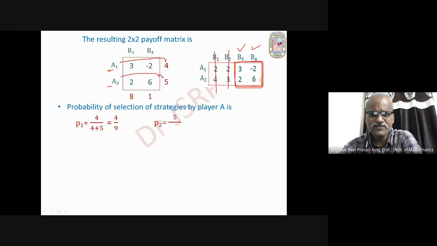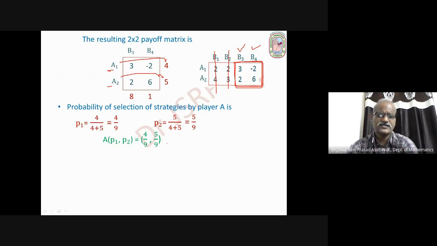Then the probabilities of selection of strategies by player A: P1 is the opposite value, 4 by 4 plus 5, that is 4 by 9. Next, P2 is the opposite value, 5 by 5 plus 4, that is 5 by 9. Therefore, A of P1 comma P2 equals 4 by 9 and 5 by 9. These are the probabilities of selection of strategies by player A.